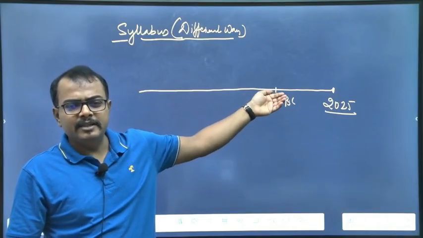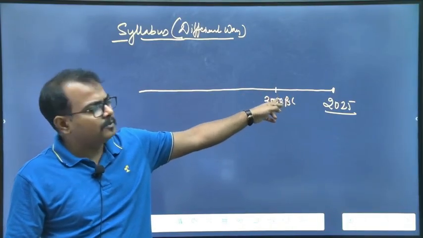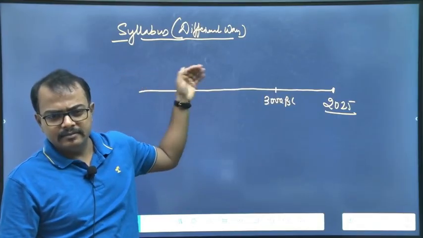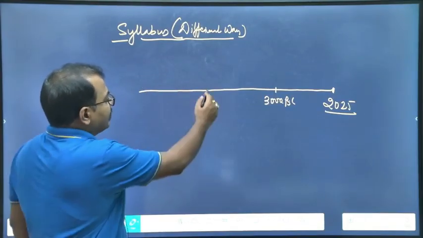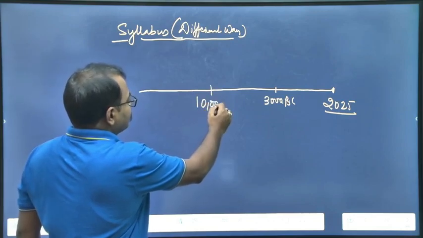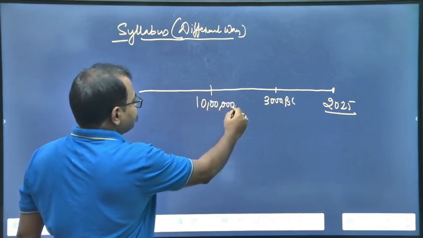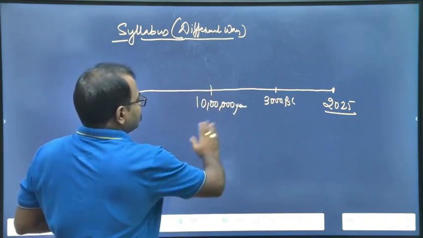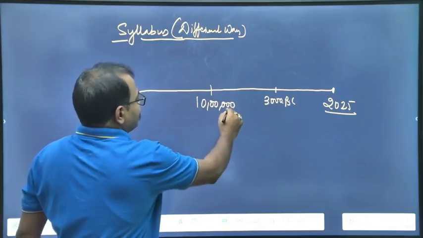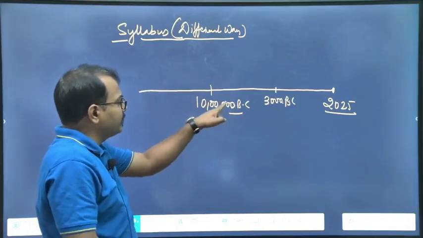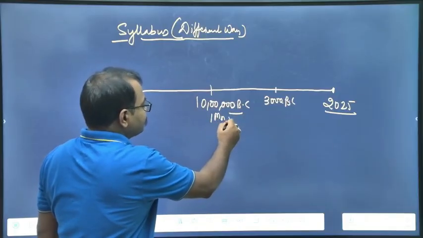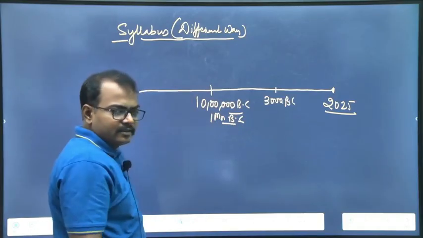Suppose you want to take yourself far back in time, then what will happen? Suppose we went 10 lakh years ago. This is 10 lakh BC, and we have come this far. What are you going to find here? This is around 10 lakh, meaning 1 million BC. What will you find here?